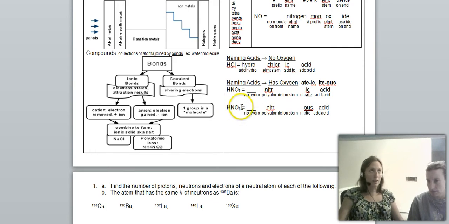and then, okay, ite, us. So this is nitrous acid. So those are the ones that are a little bit harder to name. The ones that are easy to name are the ones without oxygen that are typically just your two element guys. You have to say hydro. So hydro, you use the stem of the other element, chlor, and ik. So this is hydrochloric acid.